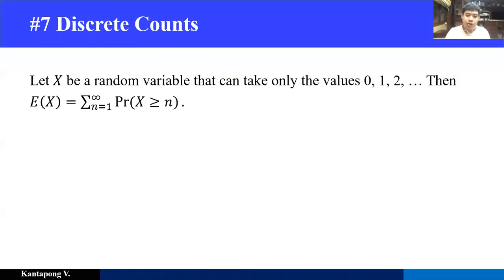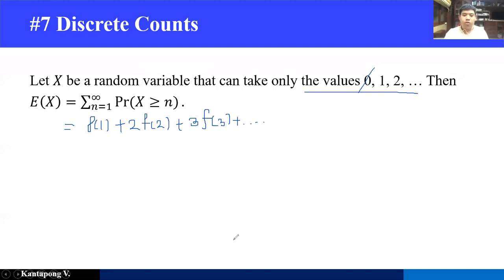This three counts. For this one, I'm going to prove it by a picture, okay? But the strong condition is that X is a number that takes only values 0, 1, 2, and so on. What does this mean? So what does E of X mean? E of X is going to consist of 0, which we do not count, so it's going to be 1 times f1 plus 2 f2 plus 3 f3, and so on and so forth.